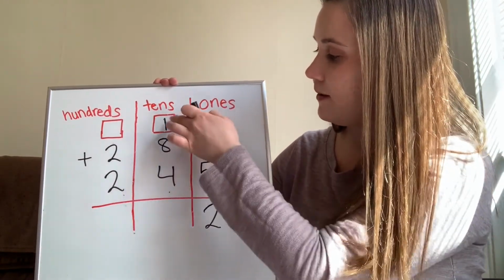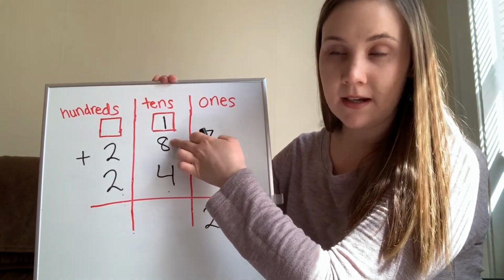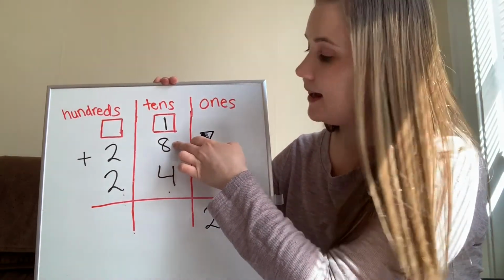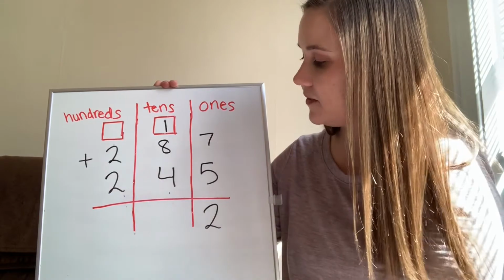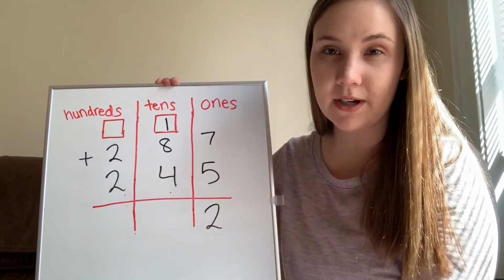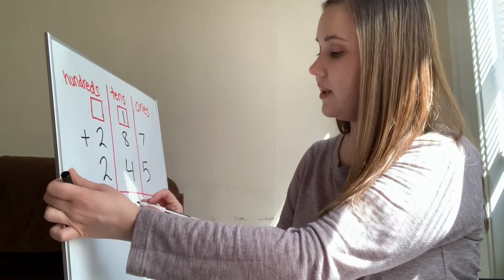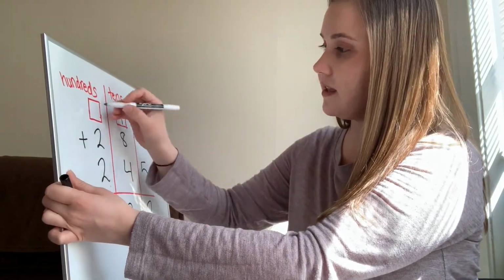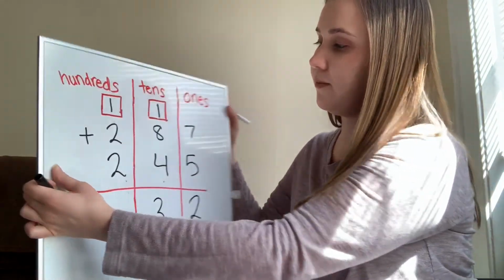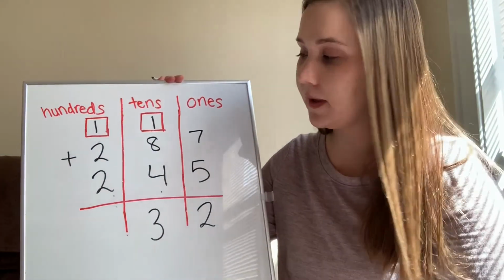Okay, now we can add all of our tens digits. So I'm going to add 1 plus 8 first. That equals 9. And then I'm going to add 9 plus 4 equals 13. So again, I am going to write the digit 3 underneath and regroup the digit 1.